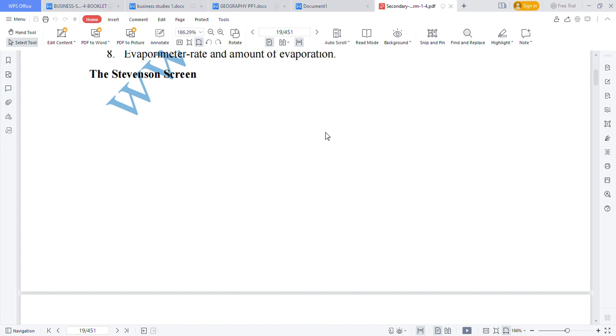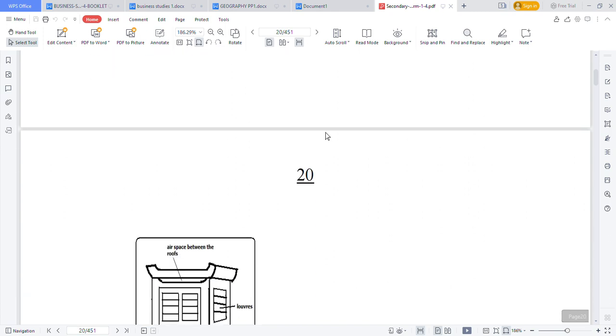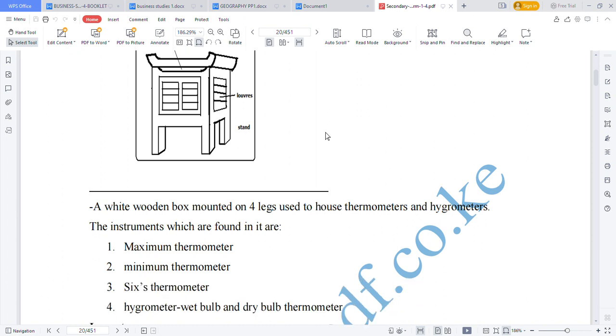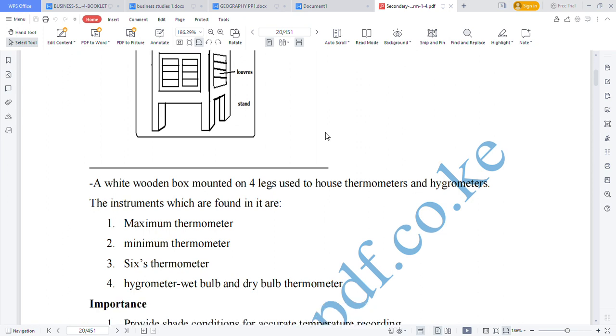Let's go to the Stevenson screen. This is the diagram of the Stevenson screen. As you can see, we have the stand, air spaces between the roofs, and the louvres. We are going to see the reasons for all those. It is always painted white. It is a white wooden box mounted on 4 legs used to house thermometers and hygrometers.